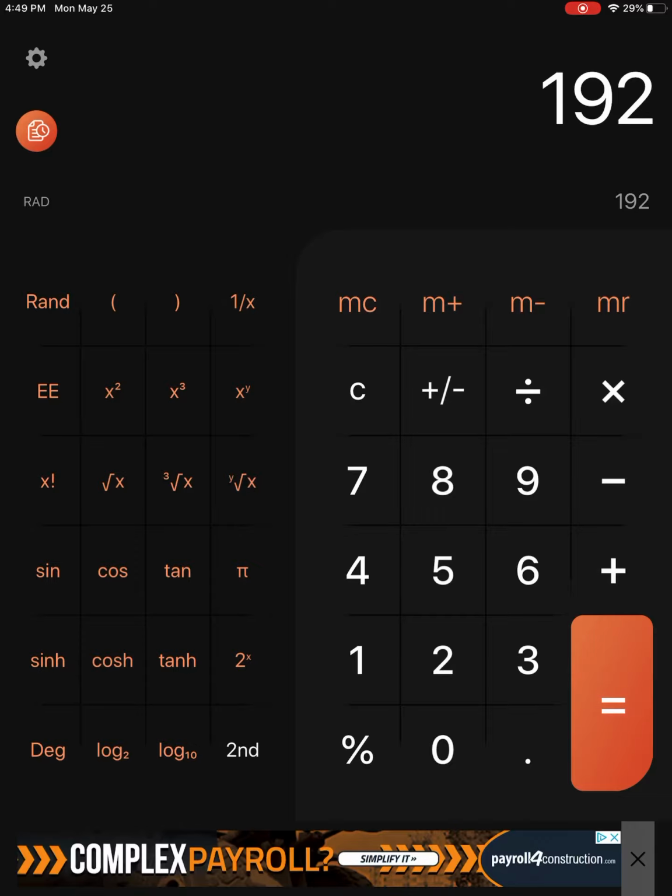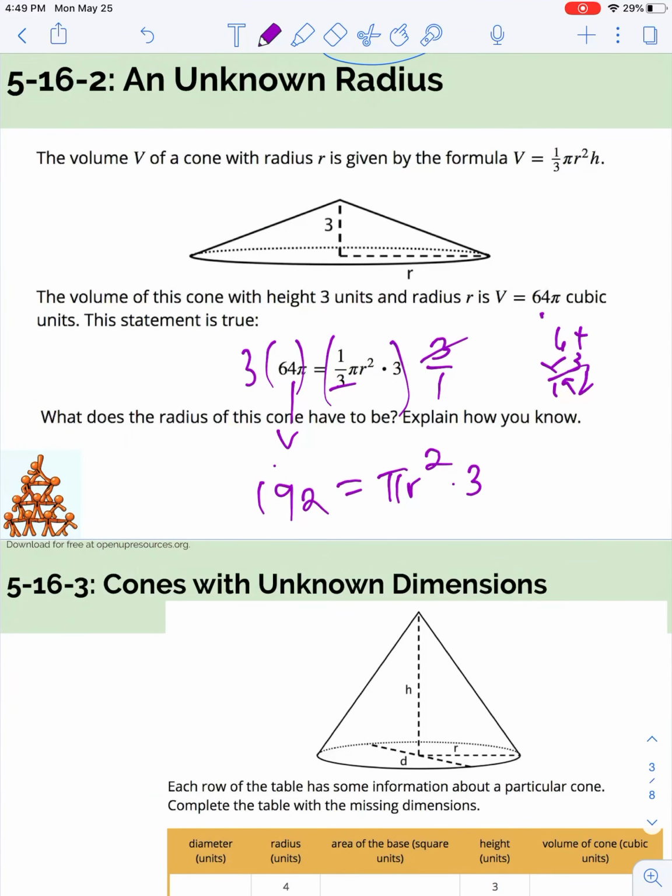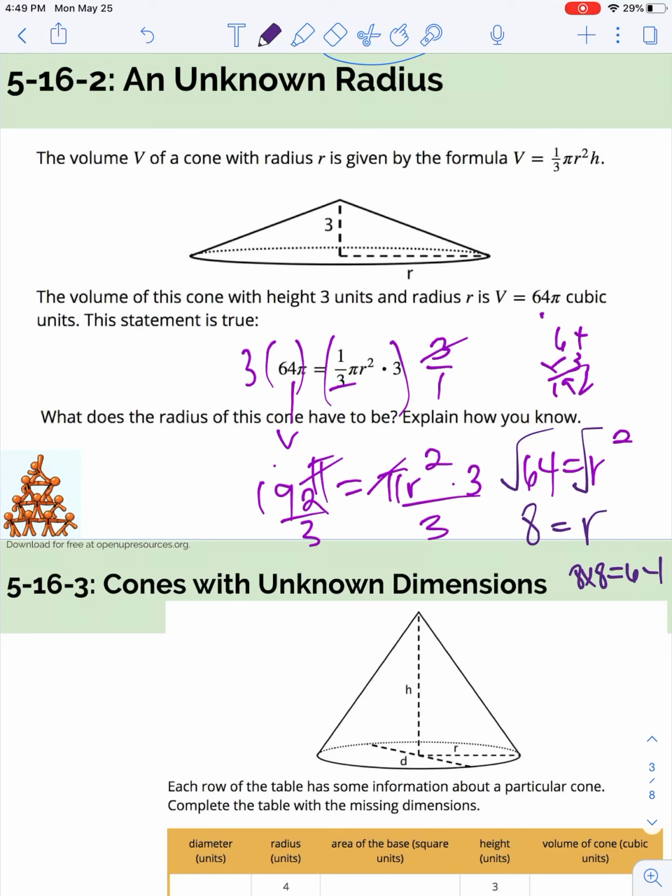So, what was it? 192 divided by 3 is 64. Go back. Okay, so we divide by 3, divide by 3. Then we get 64 equals radius squared. Remember the deal with pi, whatever, just cancel them out, because if you divide by the thing, then it goes away. So the last is to root. So r equals 8, and that's because 8 times 8 is 64. Hope that kind of makes sense.